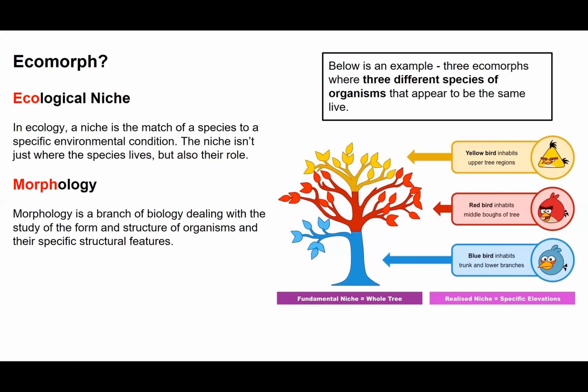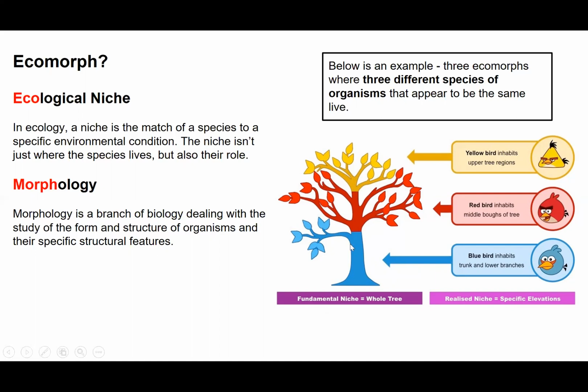The niche isn't just where the species live, but also their role in that area, okay? Whereas morphology is a branch of biology dealing with the study of the form and the structure of the organisms and their specific structural features. So if you look over here, you've been given in cartoon form 3 ecomorphs, where 3 different species of organisms that appear to be the same live. So these are 3 ecomorphs, okay?